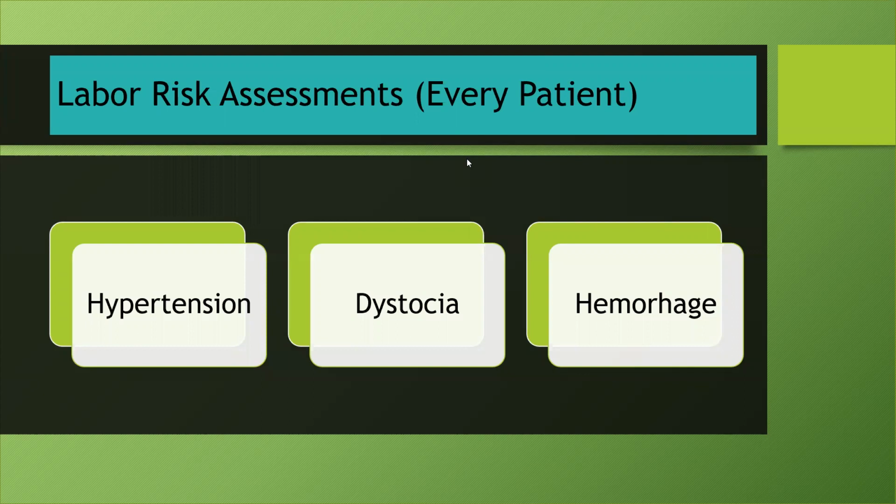So every laboring woman is at risk for hypertension, even if she hasn't been diagnosed with it before, dystocia, which is difficult or slow labor or birth, and hemorrhage. So anytime you have a woman that comes in to labor, you need to be thinking about these conditions. These are conditions that every single person that comes in to have a baby is at risk for.